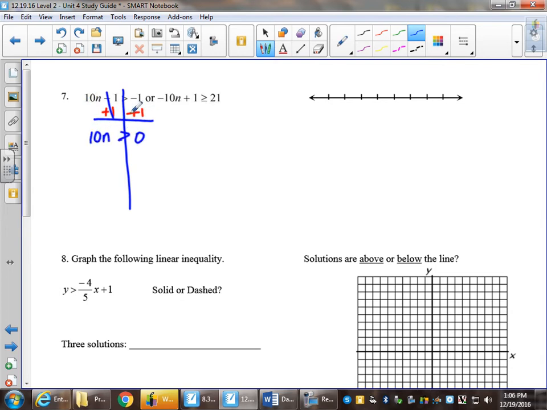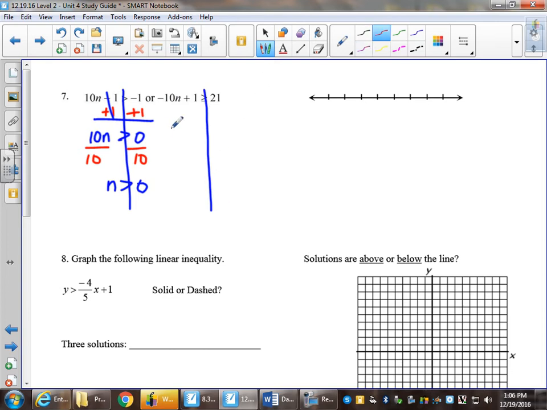Right here, sometimes people think that they may have done something wrong. 0 is a perfectly acceptable number to be working with. We'll divide both sides by 10. And we get n is greater than 0 divided by 10 is 0. We're halfway there. We need to come over here and work on this one.